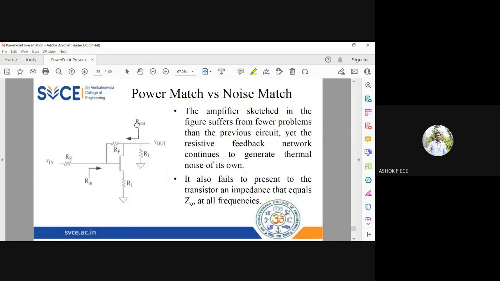So the amplifier sketched in the figure suffers from fewer problems than the previous circuit. Even though you have a lot of resistance here, the negative feedback ensures that the noise because of all these resistances is going to be cancelled out. And also we don't have the impedance matching network, so the input impedance, if you measure, will not be equal to 50 ohm. Output side you measure, it will not be equal to 50 ohm. So power match is not obtained ideally in this type of amplifier.